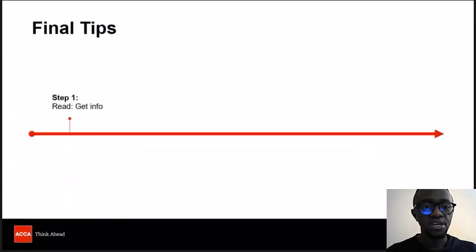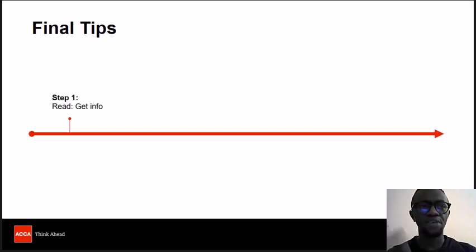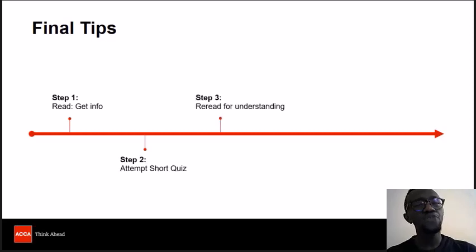Now, as I end, these are just my final tips. When you want to tackle this area, get knowledge, get information, really understand what corporate governance is, what the OECD's principles say, what the UK corporate governance principles say, just to really understand that particular area. In terms of reading, get information, attempt the short quizzes normally at the very end of the chapter in the study hub, and then from there, reread it. For understanding, it doesn't hurt to do something twice. It is more experience. It gives you a better understanding of things. It helps you to see things that you never saw before.